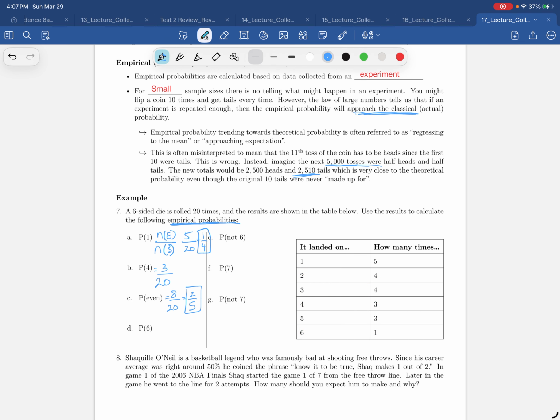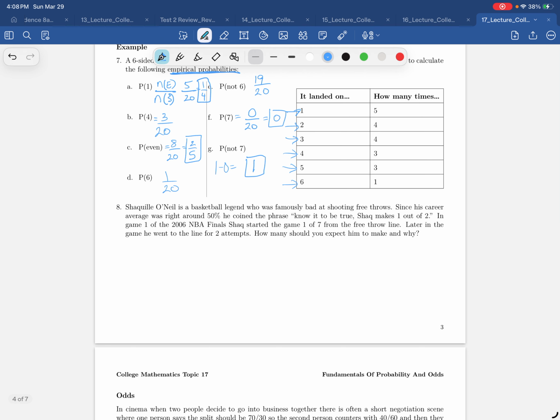The probability that it landed on 7, well, notice that it landed on a 1, a 2, a 3, a 4, a 5, and a 6. It doesn't mention 7. So in other words, 0 times. It did not land on 7 ever. 0 out of 20, and we'll just write that as 0. Of course, the probability that it lands on not 7 is the complement. 1 minus 0 is 1. There was a 100% chance that it landed on a not 7.